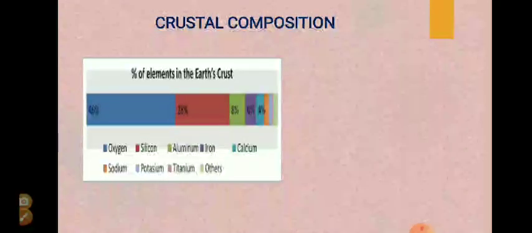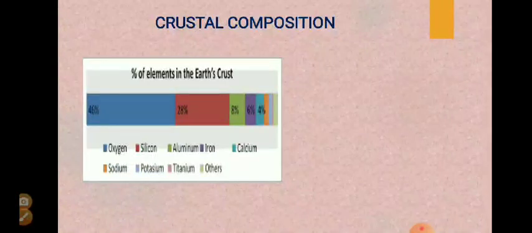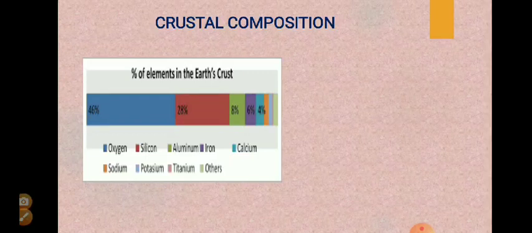If we discuss the crustal composition, then 46% of the crust is composed of oxygen, 28% silicon, 8% aluminum, 6% iron, 4% calcium, and the rest is sodium, potassium, titanium, and others.